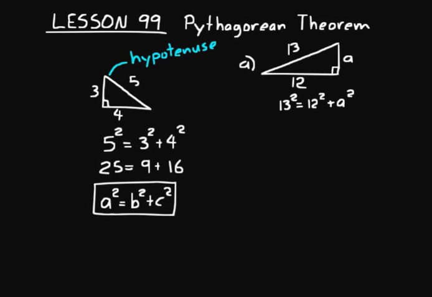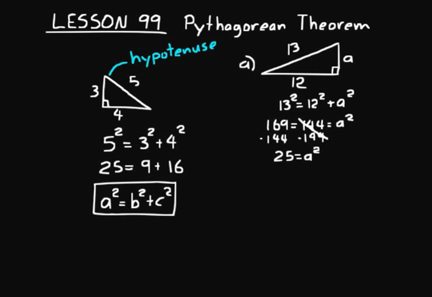Let's go ahead and figure out what 13 squared and 12 squared are first. That would be 169 and 144 equals a squared. Subtract 144 from both sides, or add a negative 144, however you want to think about that. That'll cross out there, and we're left with 25 is equal to a squared.